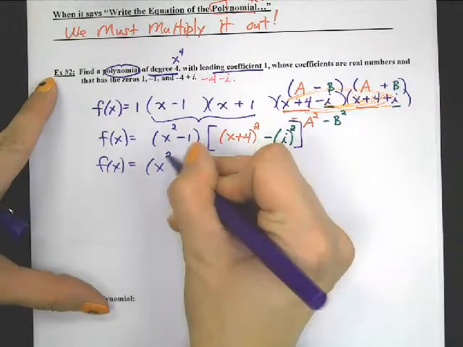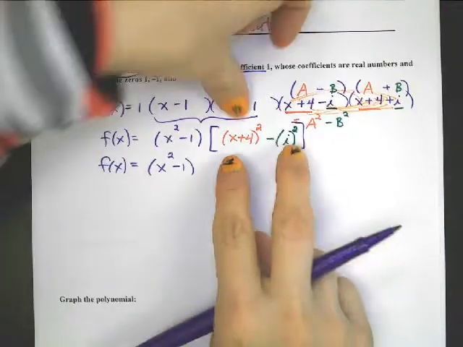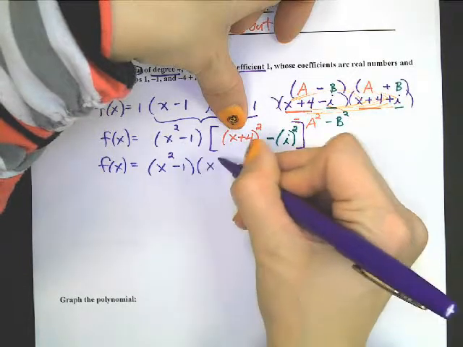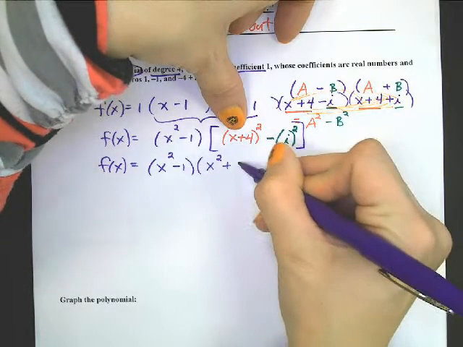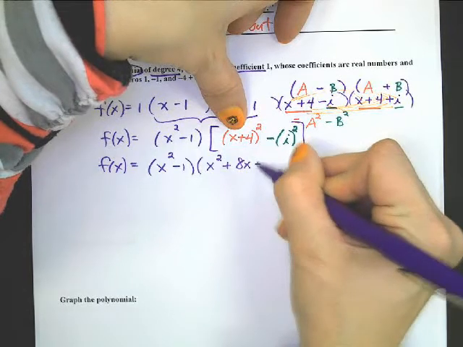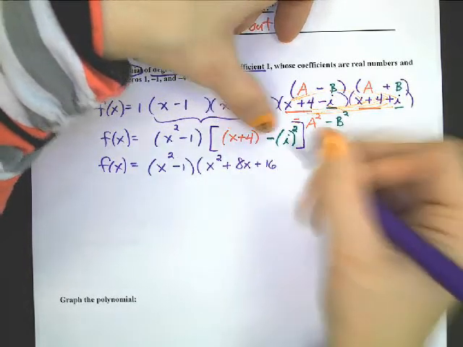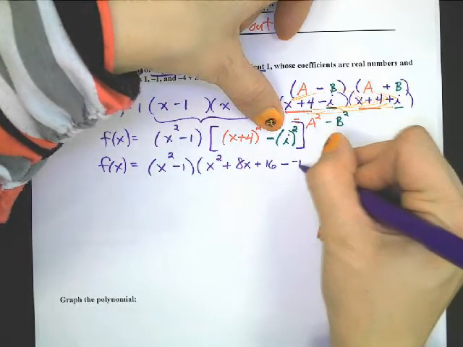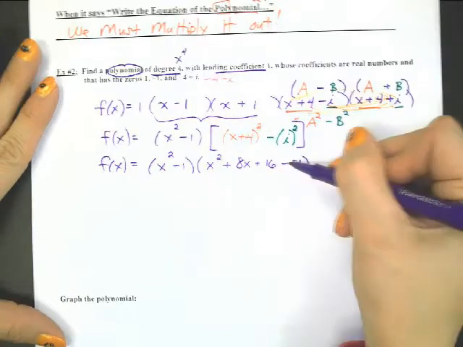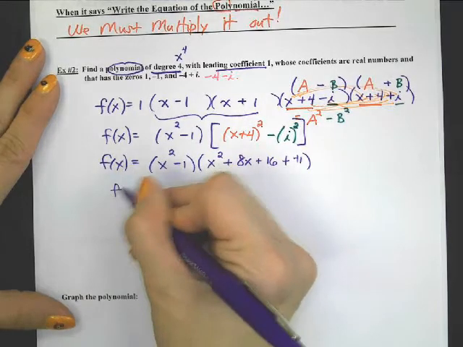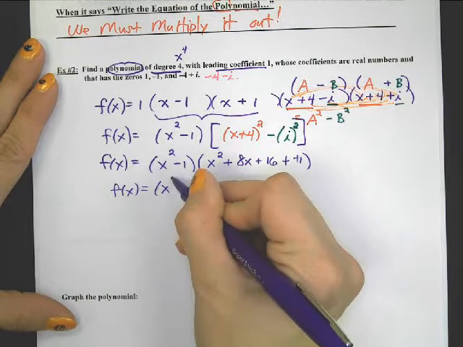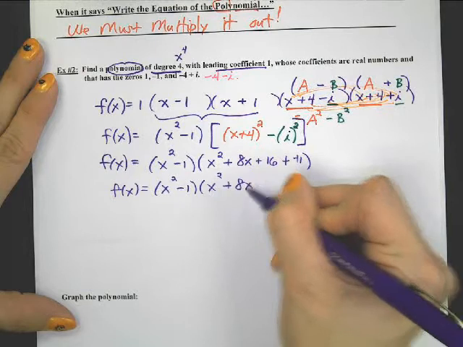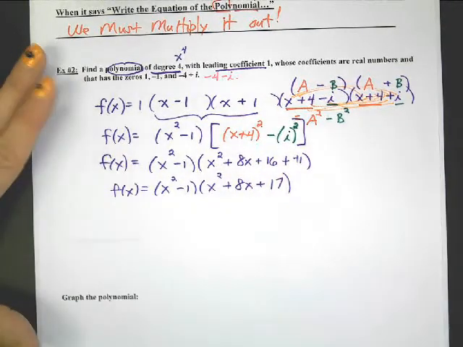We've already got x squared minus 1. I have to multiply x squared plus 4. That quantity squared is x squared plus 8x plus 16. Okay, minus. When I say i squared, you say negative 1. Minus negative 1. Change. So f of x is x squared minus 1 times x squared plus 8x plus 17.